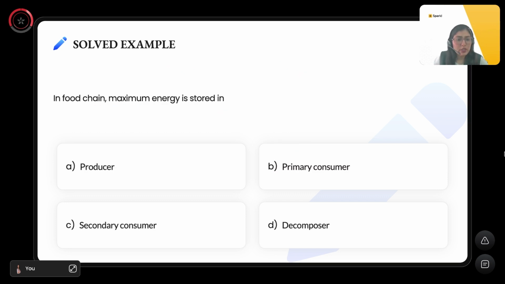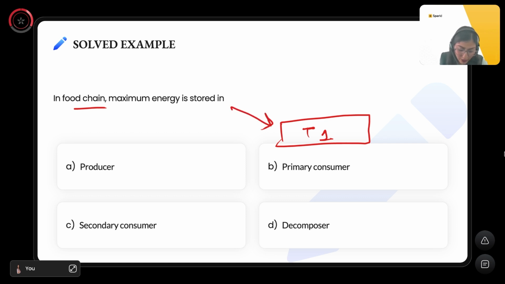Okay, so the next question says in food chain, maximum energy is stored in. Okay, so what is the food chain, beta? In food chain, if you see that the producers which are present at the T1 trophic level, these occupy the first trophic level, T1, and they capture the solar energy directly to synthesize the organic matter or what you call as the food. Now this food is being consumed by the herbivores.